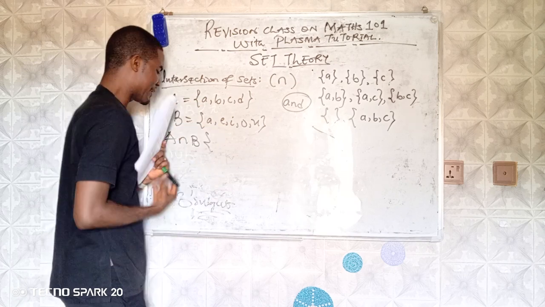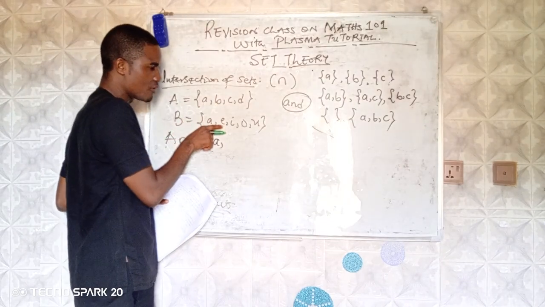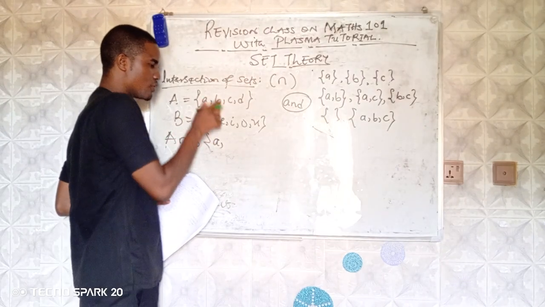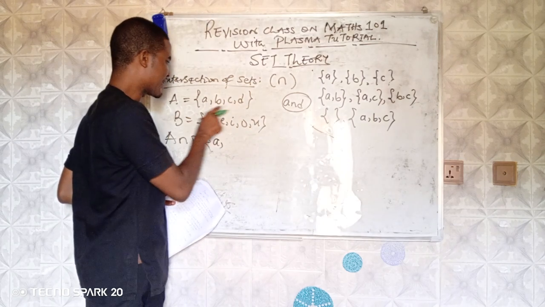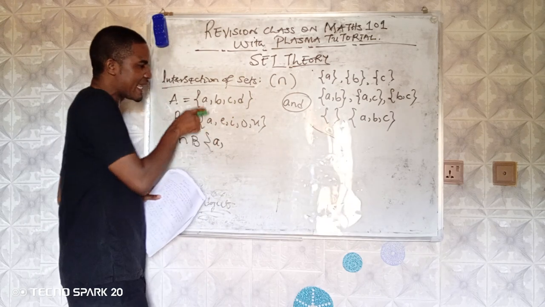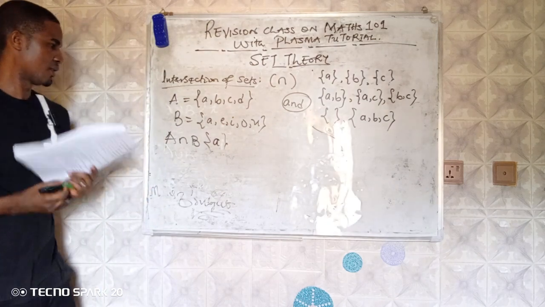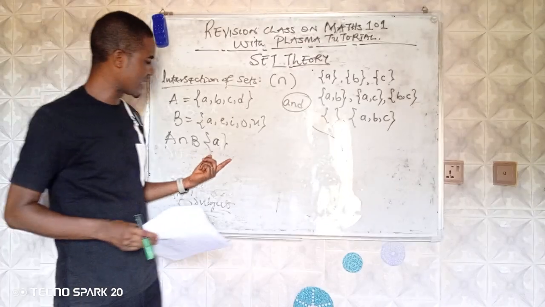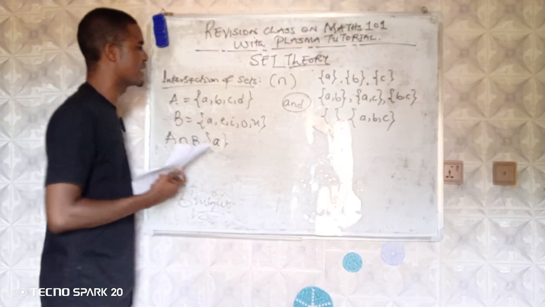A is here, A is here. That means A will make this set. B is here, is B here? No. E is here, is E here? No. C is here, is C here? No. D is here. We have a, b, c, d and a, e, i, o, u. You see that only a will make this set. So this is a single set. Okay, so A intersection B gives us what? Small a is the only member of this set.